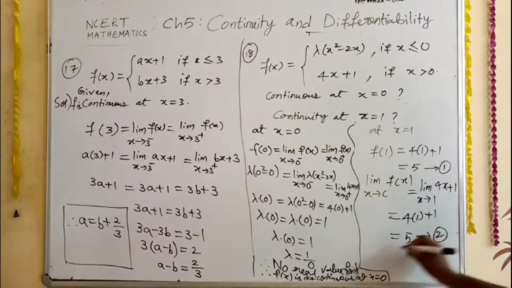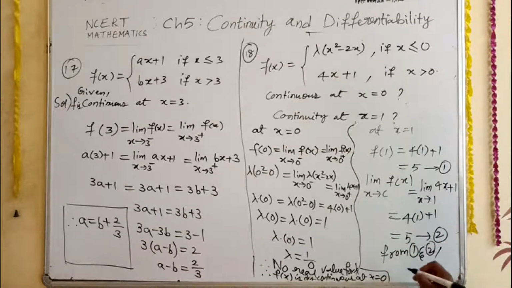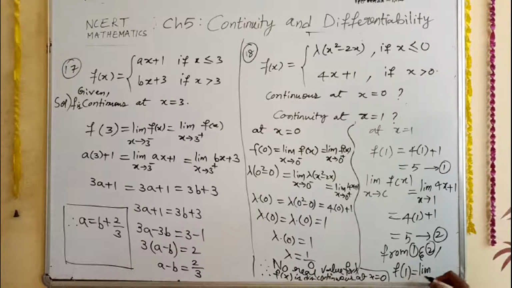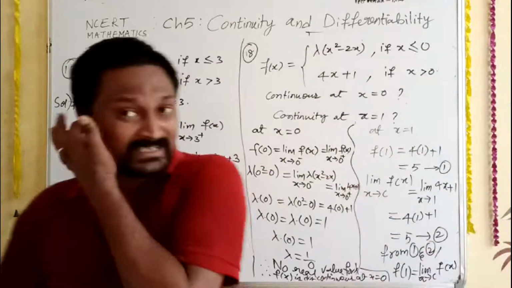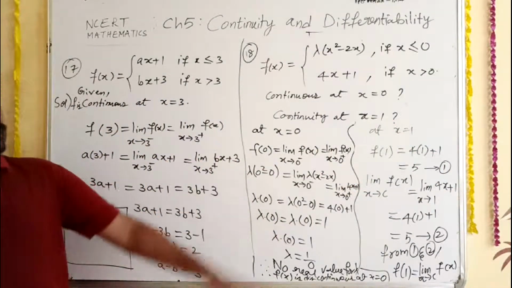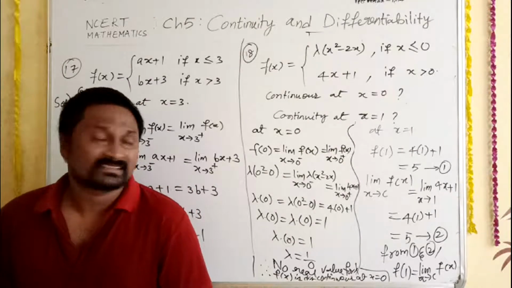This is equation 2. From 1 and 2, what we can say? From 1 and 2, we say that f of 1 is equal to limit x tends to 1 of f of x. Therefore, f of x is continuous at x is equal to 1.